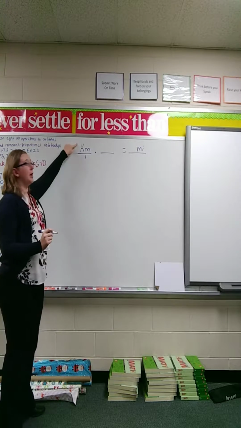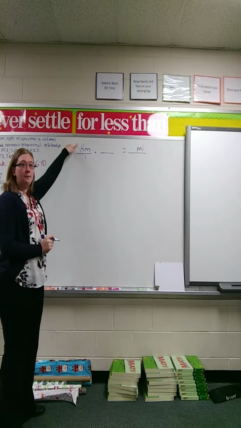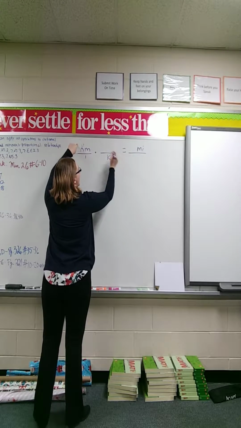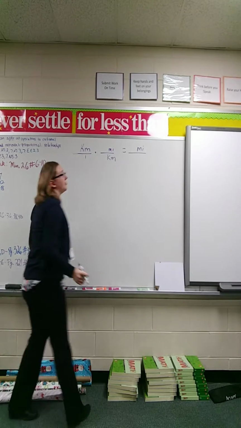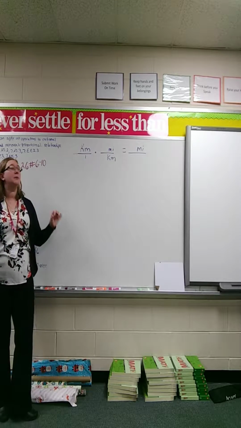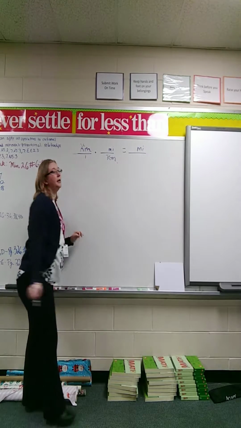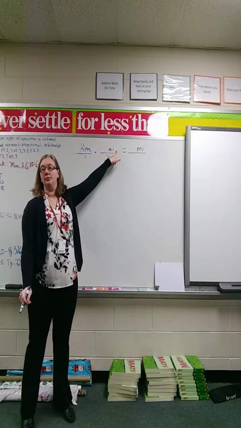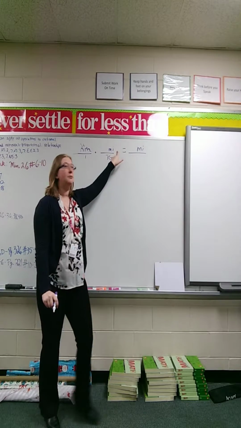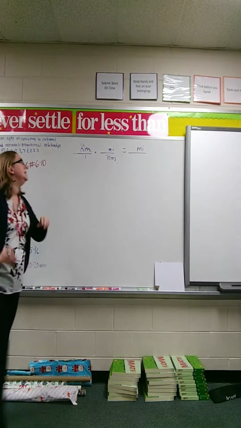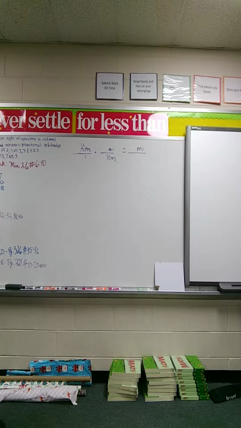I'm getting rid of kilometers. I start with kilometers in my numerator, so I need to put the kilometers in my denominator and my miles in the numerator. Because when I do that, my kilometers will cancel. Then what units am I left with? Miles. What am I looking to end with? Miles. Now that I've got my units figured out, now I can fill in numbers.